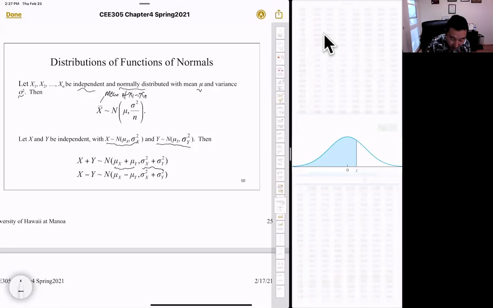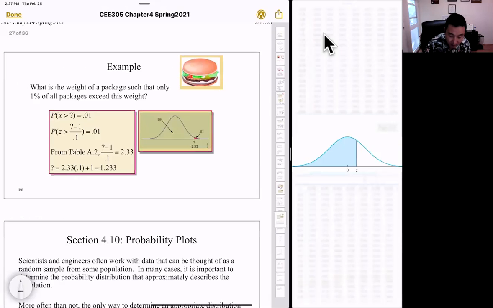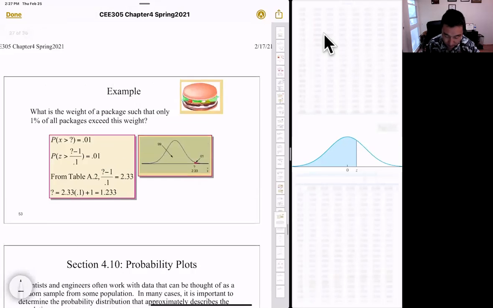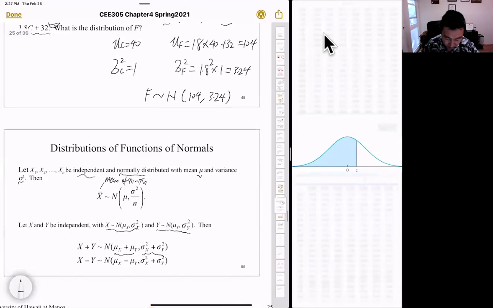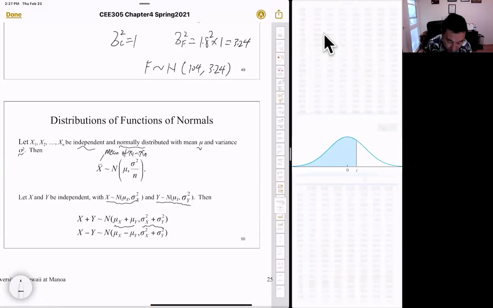But for x minus y, the mean value will be mu x minus mu y. However, pay attention to this: the new variance still will be plus. So that's not a typo. The variance is still sigma x squared plus sigma y squared.